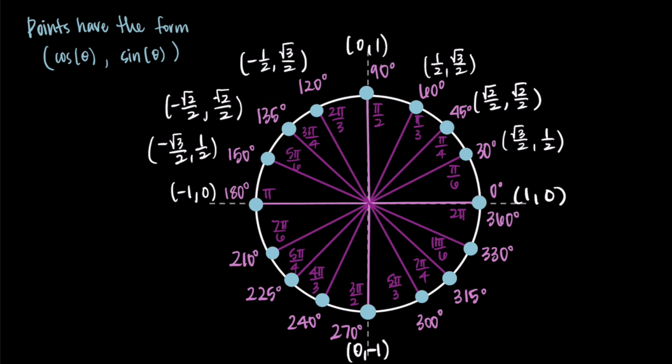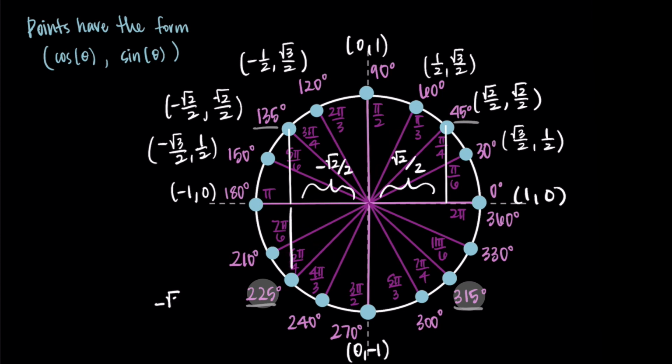Okay, so let's fill in the other points for the angles related to 45 degrees. The ones that are multiples of 45 degrees, or symmetrical to them. All of these have an x value of either positive square root of 2 over 2 or negative square root of 2 over 2. So the ones on the left side of the graph where there's a negative x value, they have a negative root 2 over 2. The ones on the right have a positive root 2 over 2 because they have a positive x value. So I'll fill those in.